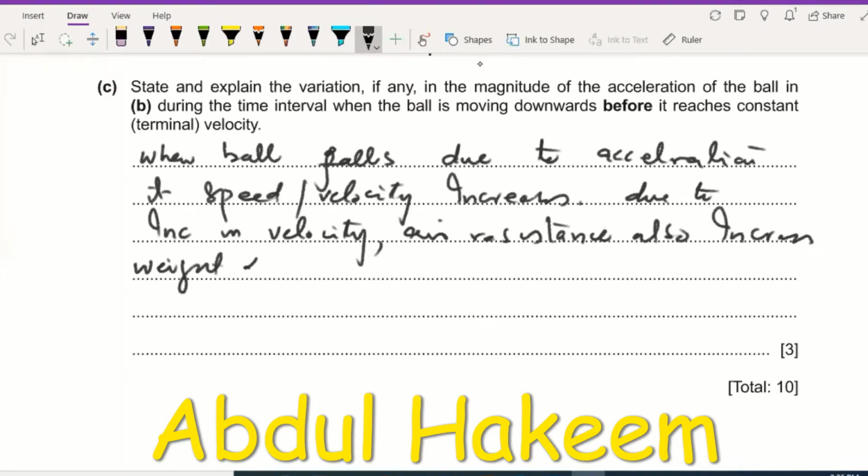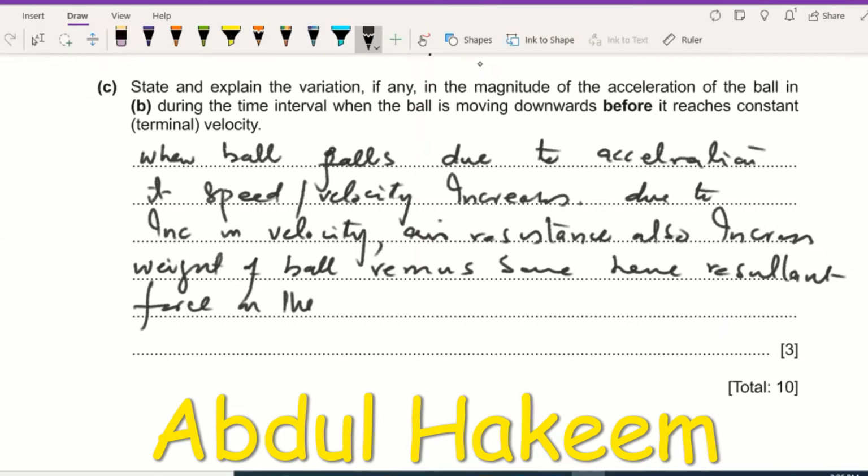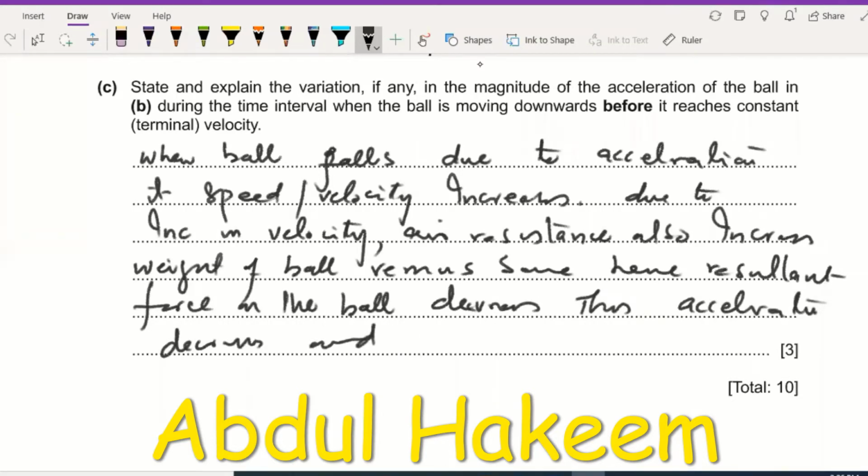Weight of the ball remains the same. Hence, the resultant force on the ball decreases. Thus, acceleration decreases, and finally it becomes 0 due to the terminal velocity. So this is the answer.